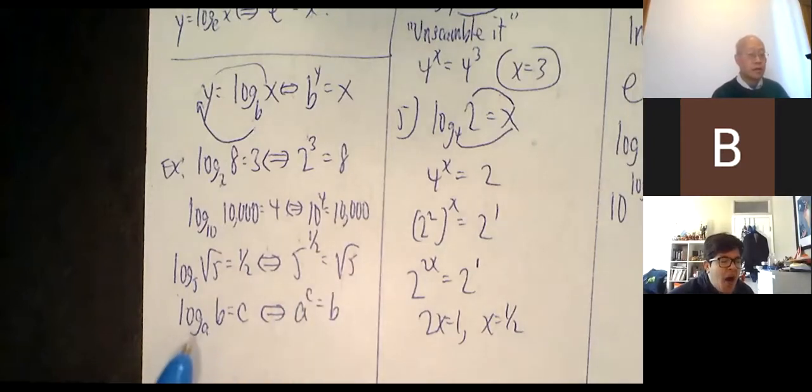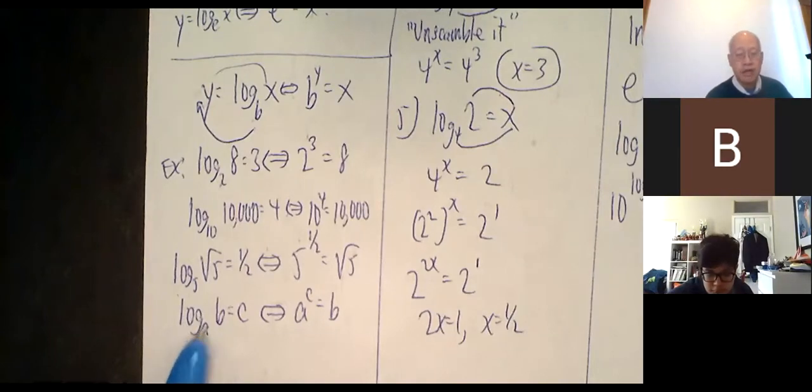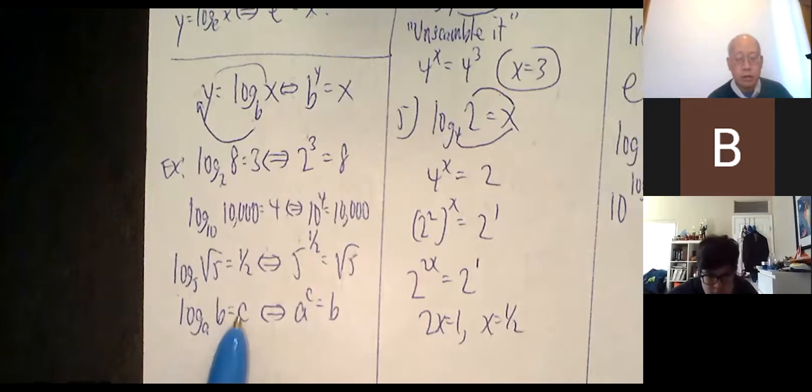And finally, here's an example where all they give me is letters. Log base A of B equals C. So write it without log. So start with the base, A. And then is the exponent B or C? The exponent is C. You go across the equal sign, A to the C, come back in for the B.